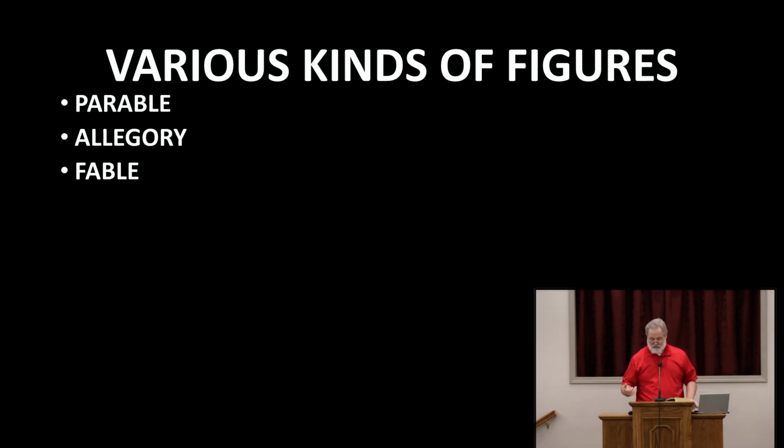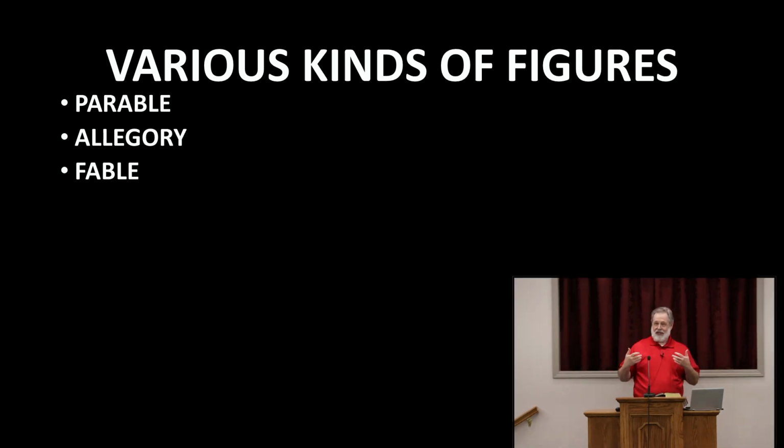But in a fable, something interesting happens. Animals can talk. And plants and trees can talk. And in a fable, human qualities are given to animals and plants. And it becomes a figure. Aesop's fables were a way of teaching moral truths and lessons from history and things like this. And so the Bible sometimes uses fable. And there's a great example of this in the book of Judges, chapter 9.